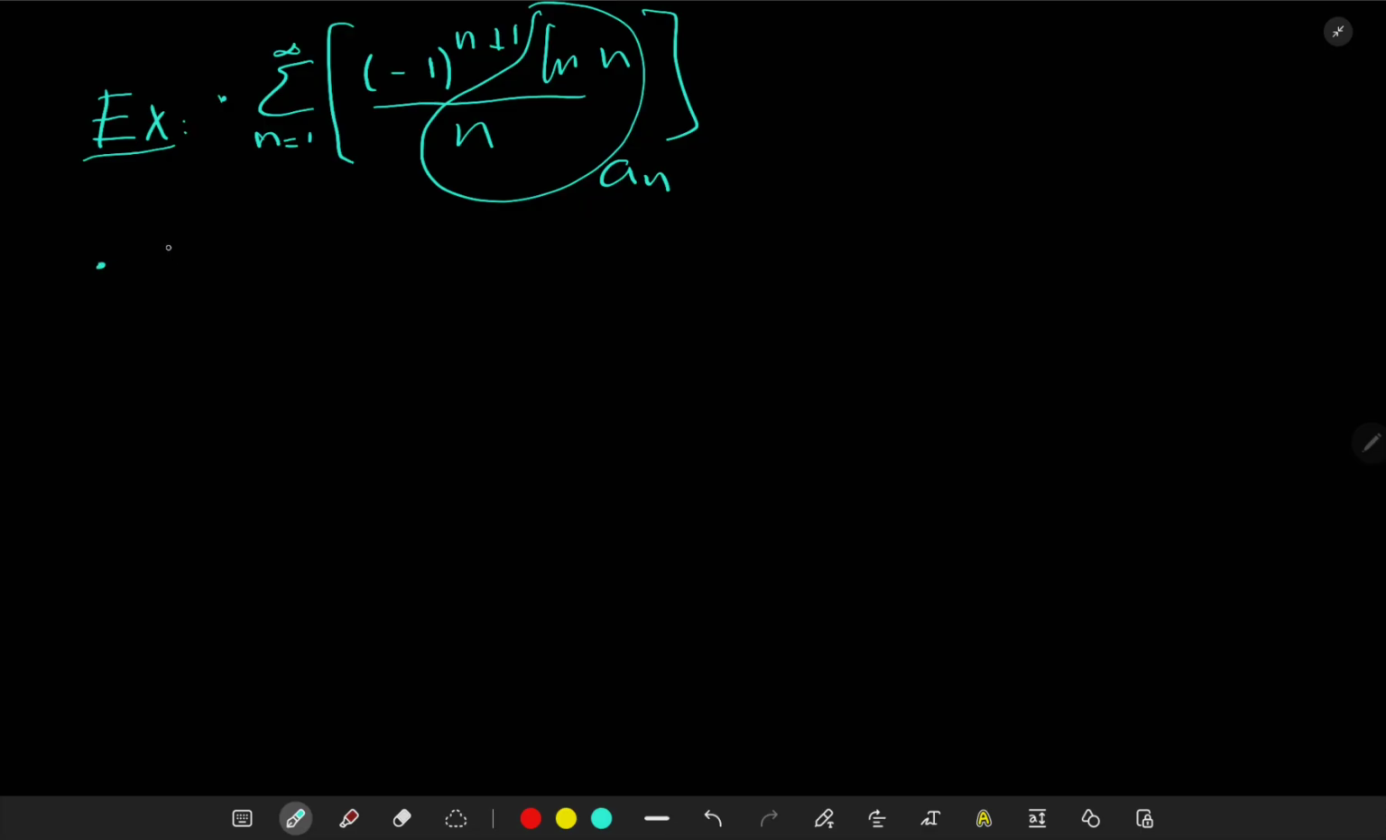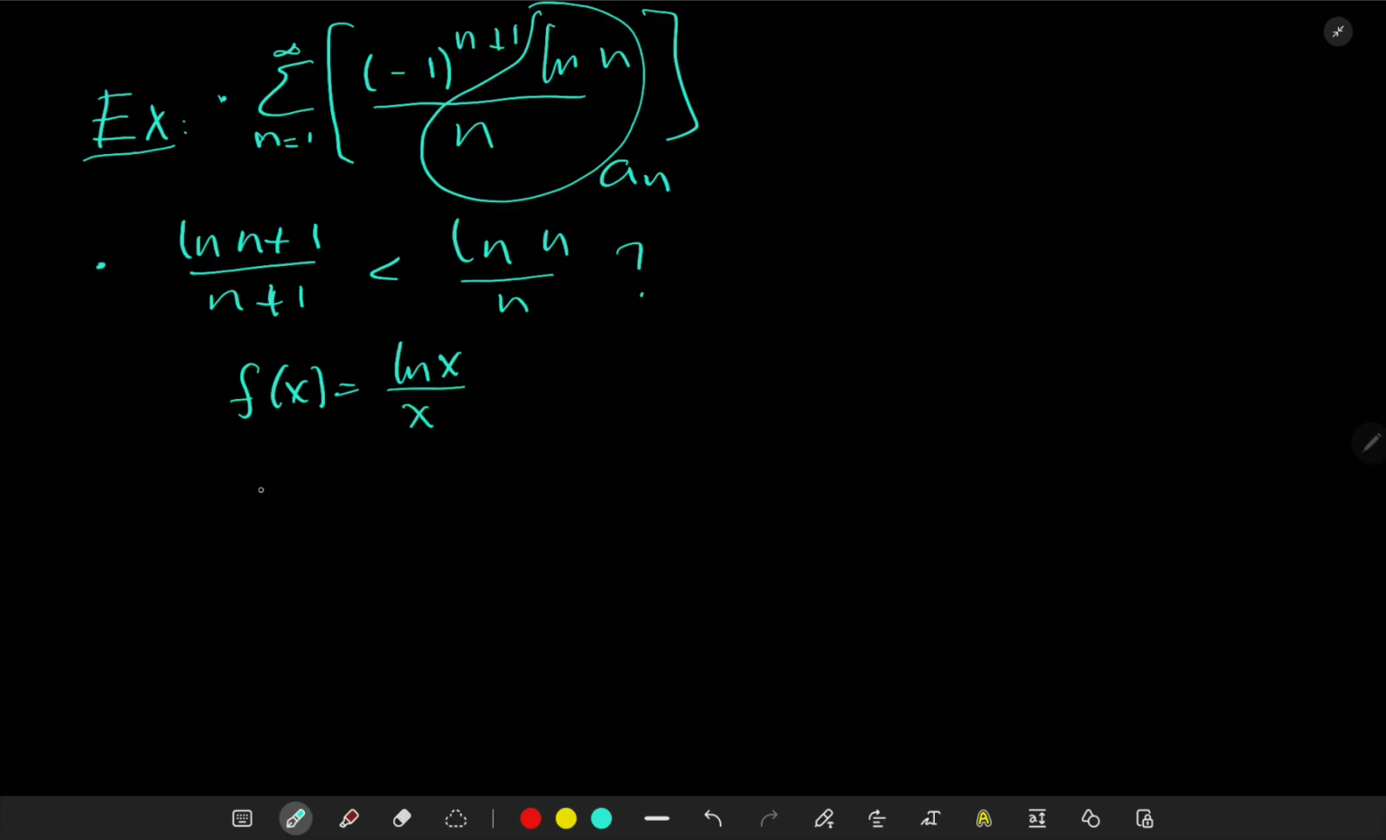So the next question is, is the natural log of n plus 1 over n plus 1 smaller than the natural log of n over n? So is it decreasing? That one is not as easy to establish if you don't do calculus. So here we're going to look at the function f of x being the natural log of x over x, and we're going to take the derivative and see what the sign of the derivative is to determine whether it's increasing or decreasing. So this is a quotient, so I have to do quotient rule. Don't just do derivative top and bottom. It's not L'Hopital's rule. We're going to use L'Hopital's rule in a minute, but right now we're going to do a quotient rule.